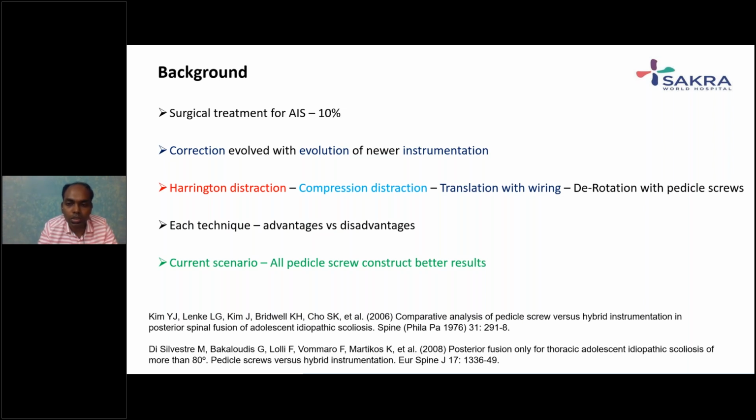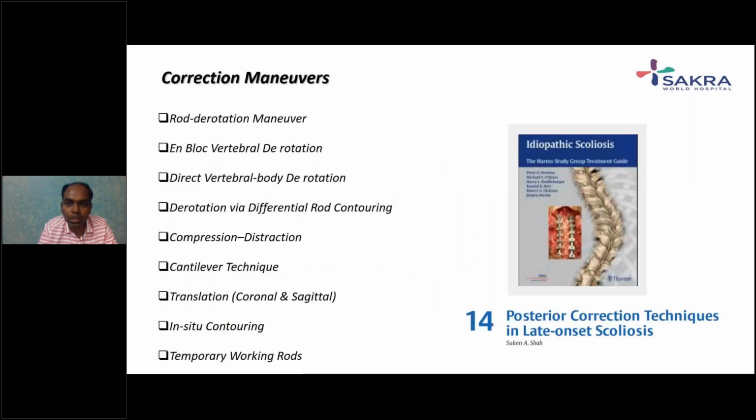So this textbook talks about idiopathic scoliosis. One chapter is written by Dr. Sukin Shah, who gives a very clear explanation of the various maneuvers in a very easy way, and I would recommend everyone to read this chapter. There are n number of maneuvers that have been listed, of which I'll be discussing in the coming slides only the few maneuvers which are practically useful and commonly used in scoliosis surgeries.